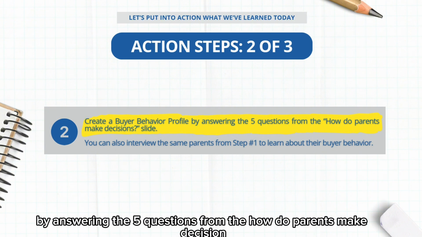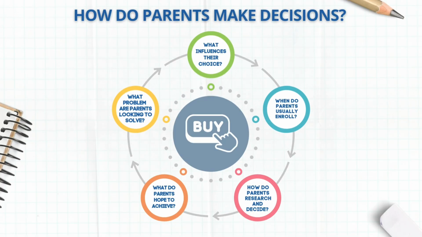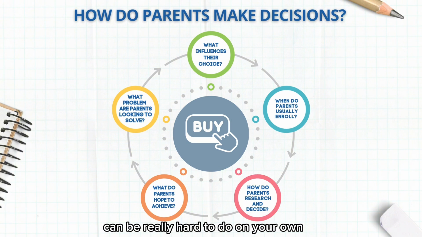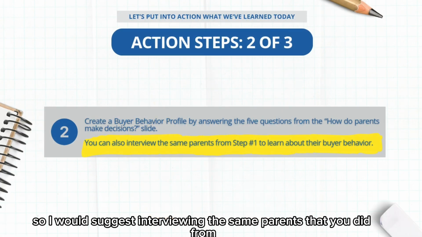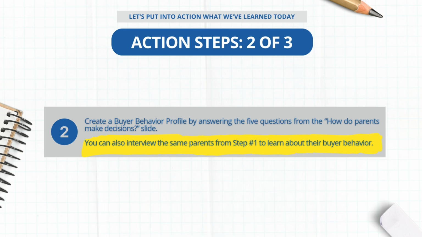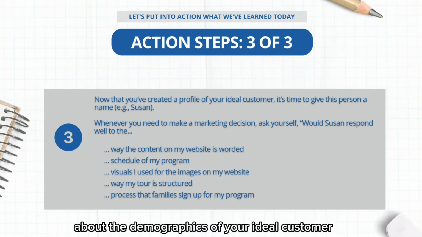Now, the second action step is we're going to create a buyer behavior profile by answering the 5 questions from the How Do Parents Make Decisions slide, which I'm showing you right here as a refresher. Now, answering these questions about your buyer behavior can be really hard to do on your own, so I would suggest interviewing the same parents that you did from step number 1 to ask them these 5 questions and learn about their buyer behavior.